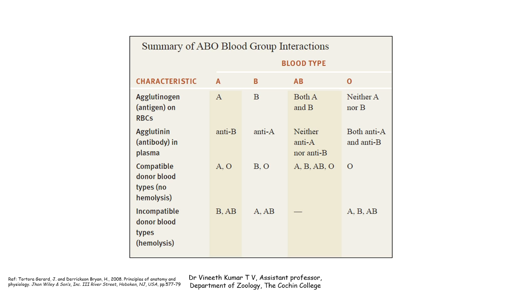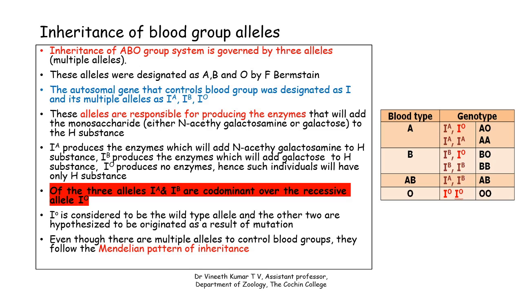So with this, we are coming to the end of the discussion on the antigens and the antibodies and the compatibility of the blood in the ABO blood group system. And now we are going to discuss the inheritance of the blood group alleles, how these blood group alleles are inherited.